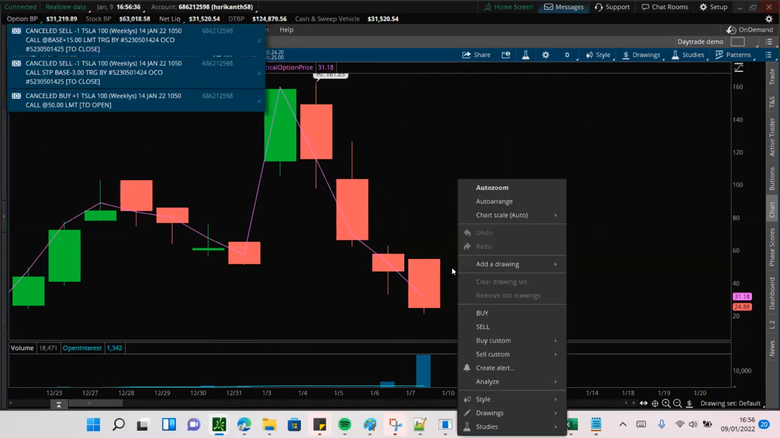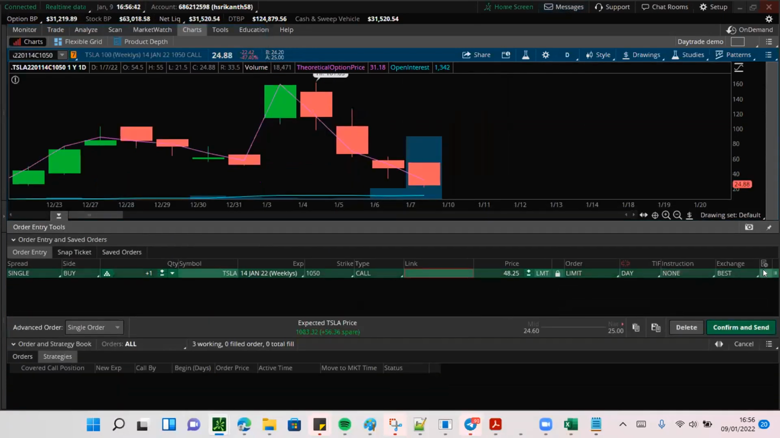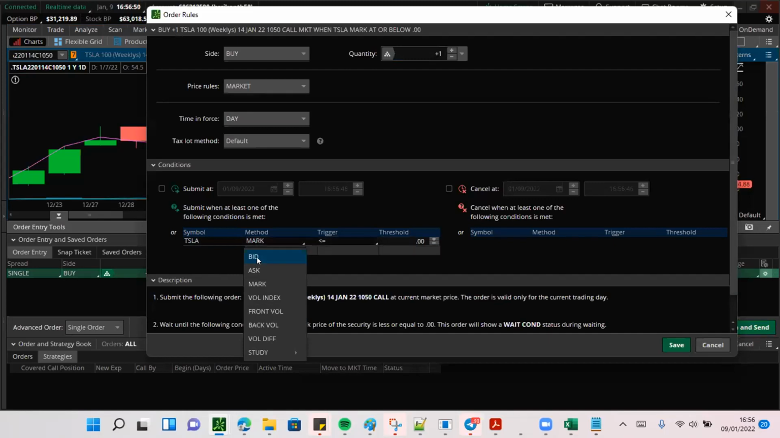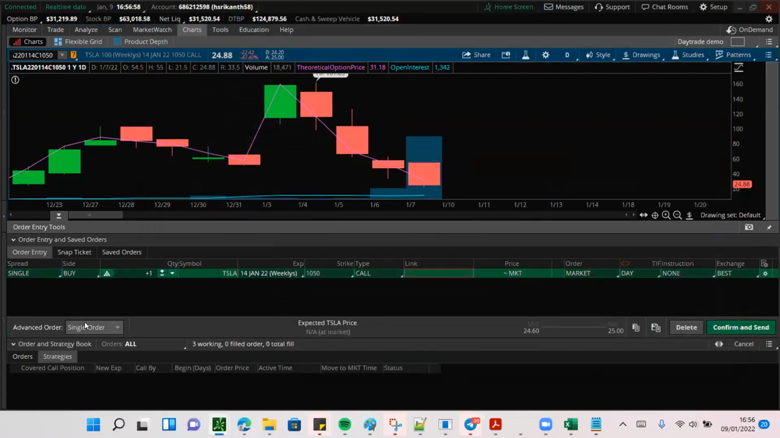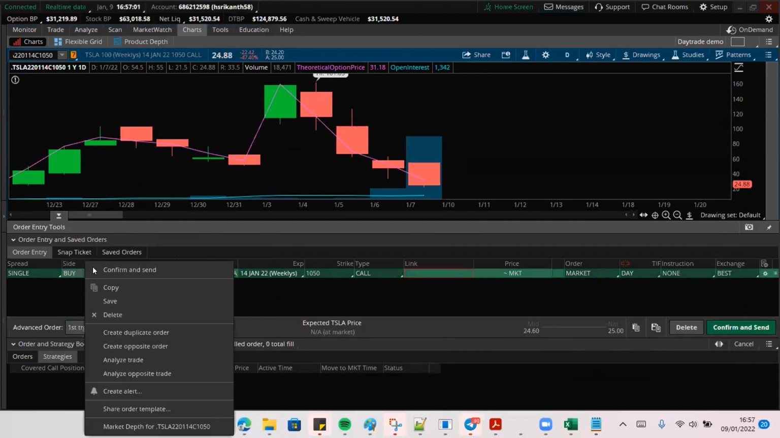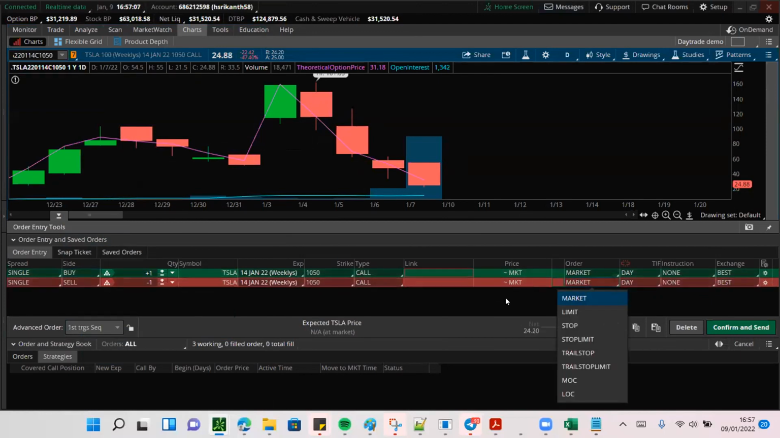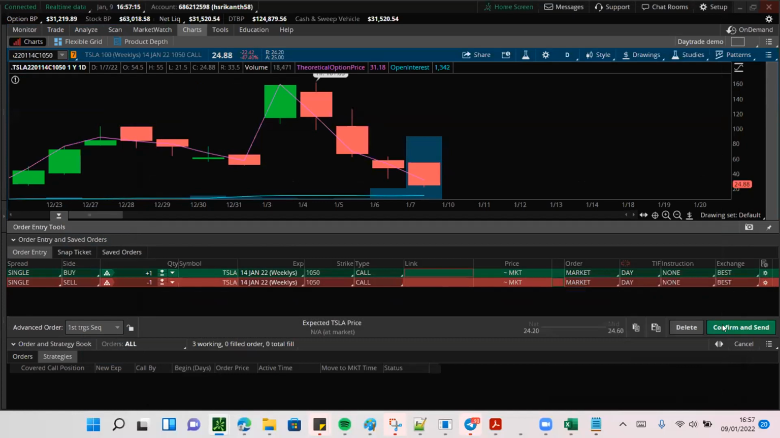The second one would be you're trying to buy. Okay, you want to buy the option contract on Tesla greater than 1040. I created just a first trigger sequence here, and I just wanted to create an opposite order. I wanted to sell it in a market order if it is going beyond 1060. Okay, confirm and transmit.